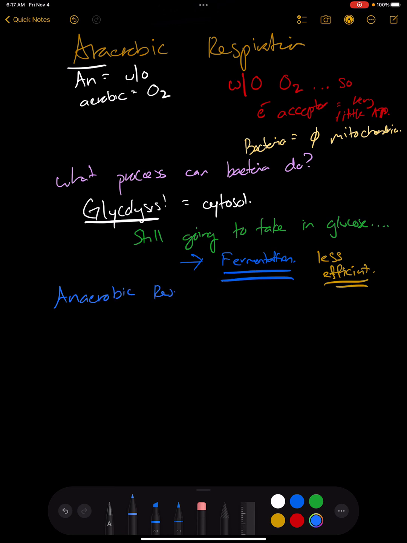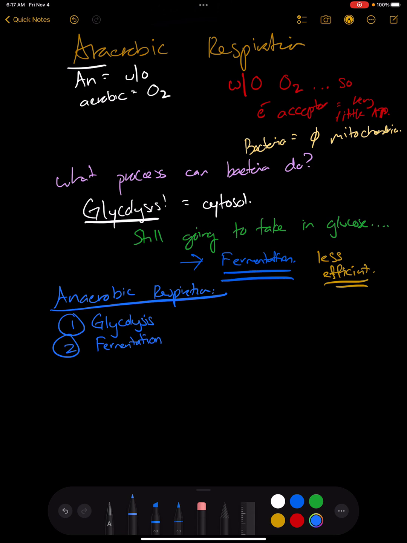Anaerobic respiration, right? I get to go through 2 stages now. Say my first stage is glycolysis, and then my second stage is fermentation. Okay, first step, second step.